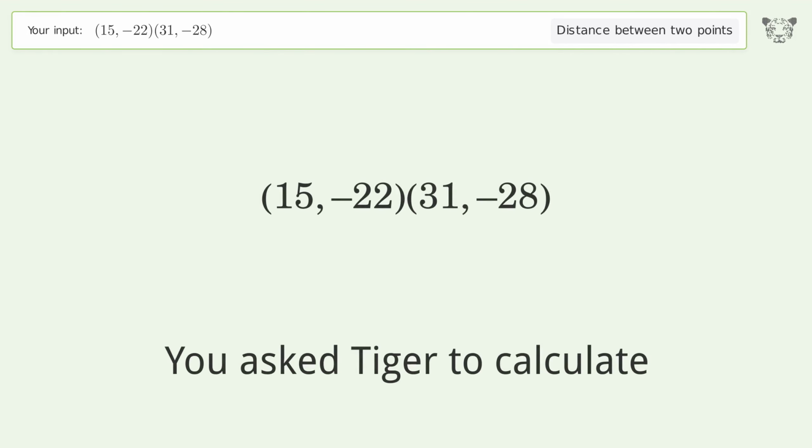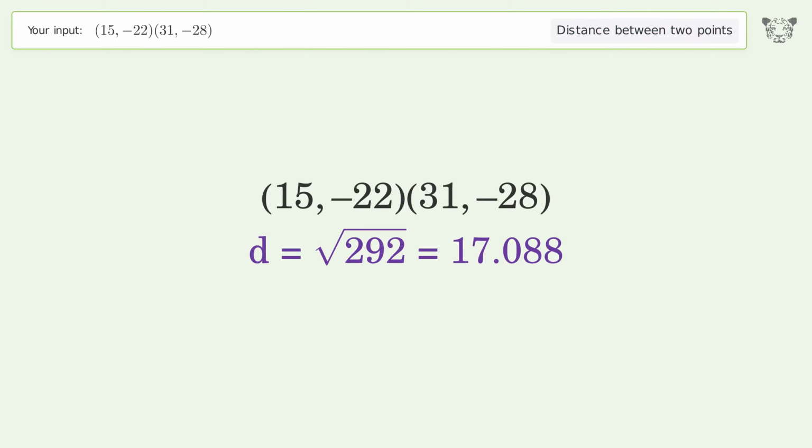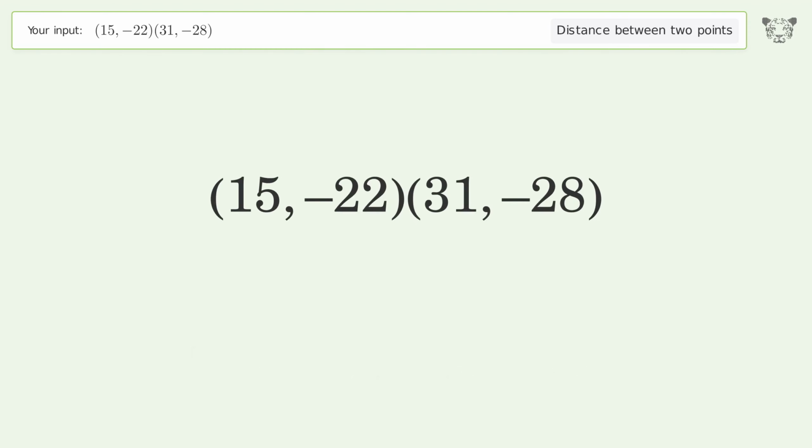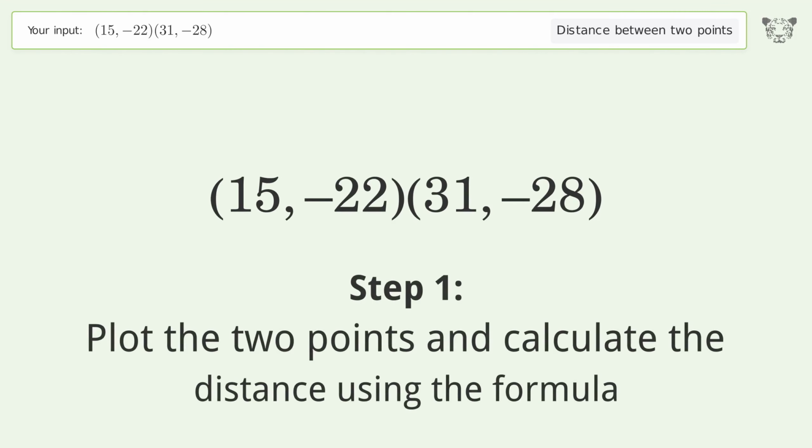You ask Tiger to calculate. This deals with the distance between 2 points. The distance between the 2 points is the square root of 292, or 17.088. Let's solve it step by step. Plot the 2 points and calculate the distance using the formula.